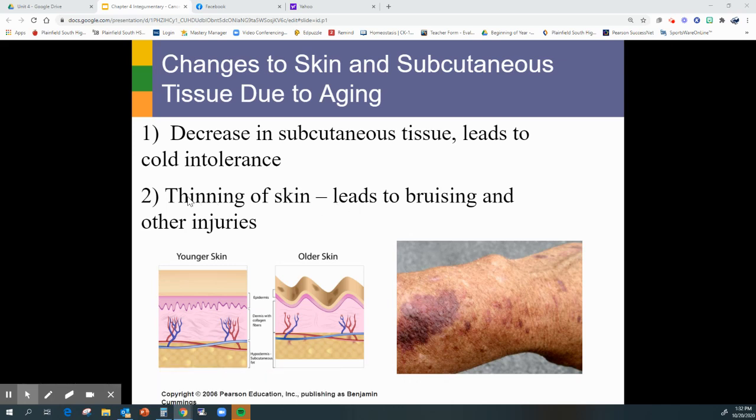The other thing that happens then is the skin actually starts to thin itself, so we don't replace this tissue as quickly. So it leads them to this kind of bruising over time because, again, the skin's thinner. Any damage that they would get to a blood vessel shows up really quickly on the surface of the skin.